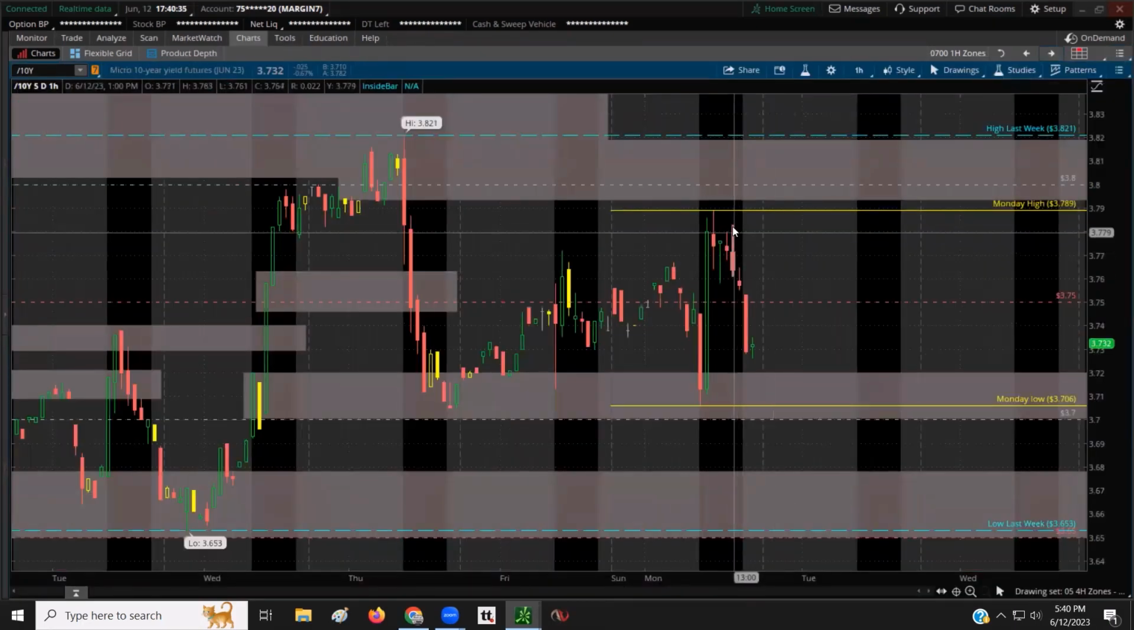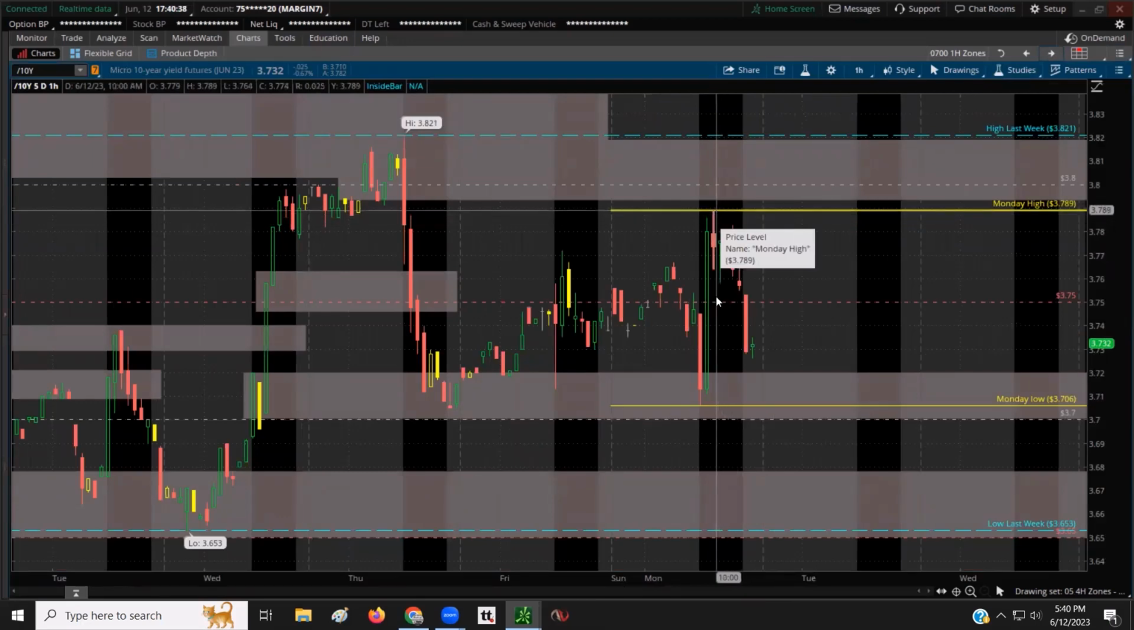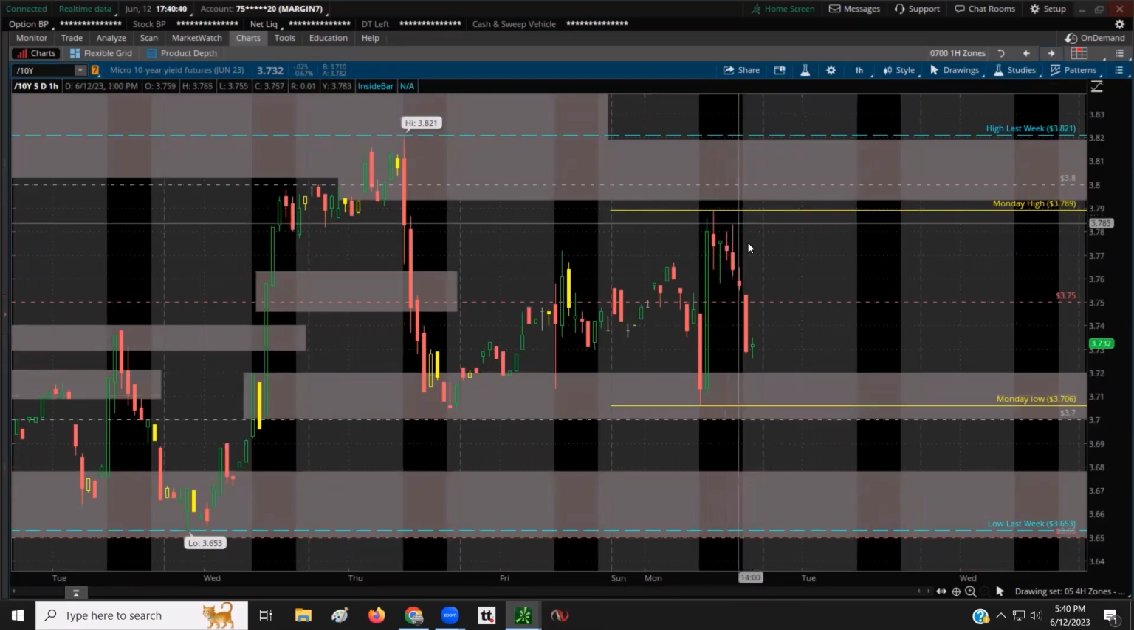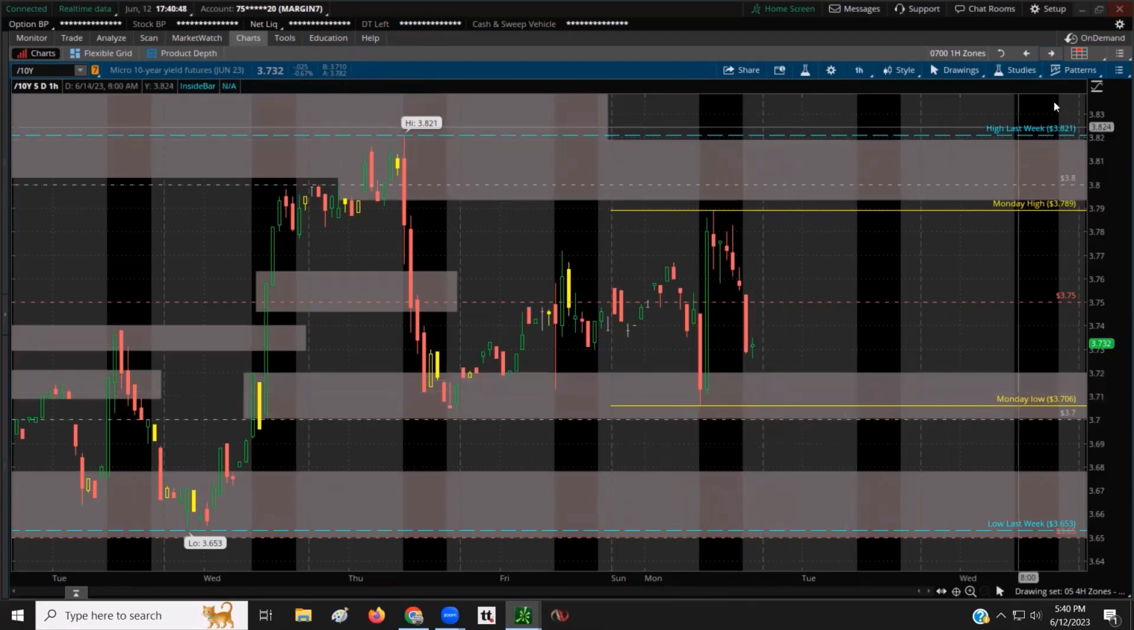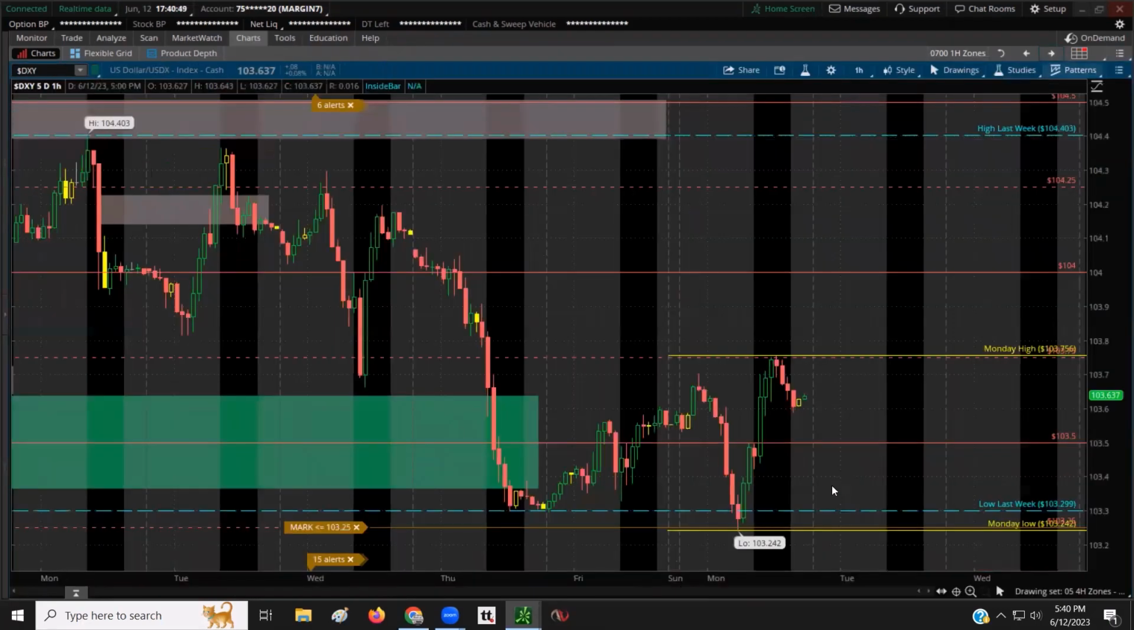10-year yield. Interesting. So again, made a high of the Monday, low of the Monday, and almost 100% retracement. Coming back into the demand zone where buyers were. US dollar, same thing. High of the day, low of the day. Took out the low of last week right there, that blue line, and closed back inside of it. And doing that retracement.